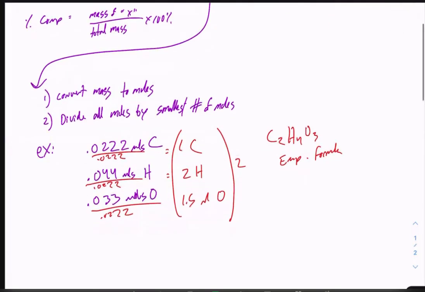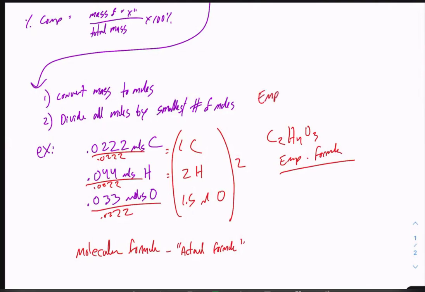All right, so once you get the empirical formula, oftentimes you're going to have to find the molecular formula. So the molecular formula is the actual formula, whereas the empirical formula is simplified. The empirical formula gives you the simplest ratio, but it is not necessarily what the real formula is.